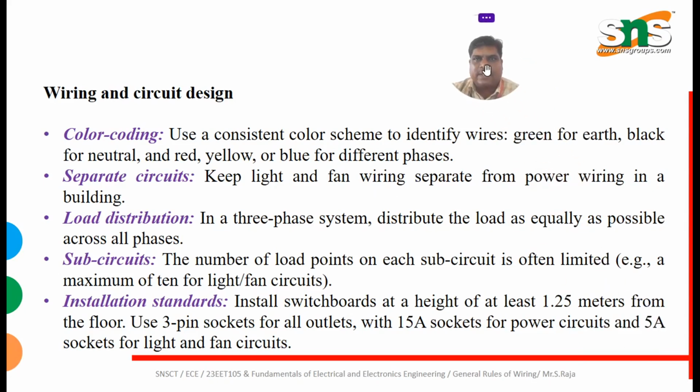Wiring and circuit design. Color coding: use a consistent color scheme to identify wires, that is green for earth, black for neutral, and red, yellow, blue for different phases. Separate circuits: keep light and fan wiring separate from power wiring in a building. Load distribution: in a three-phase system, distribute the load as equally as possible across all phases. Sub-circuits: the number of load points on each circuit is often limited, for example, a 10 for light and fan circuit.